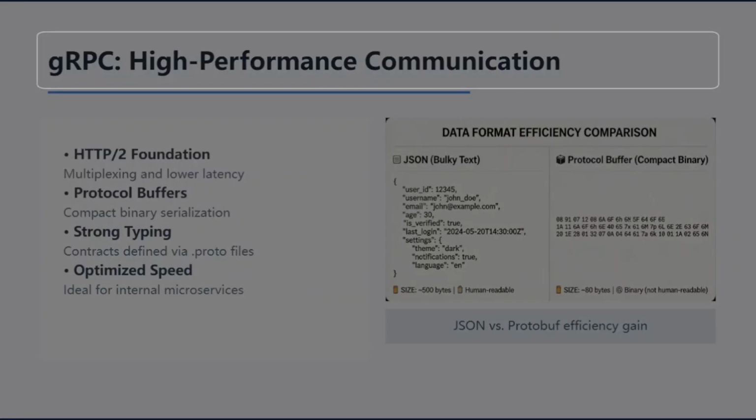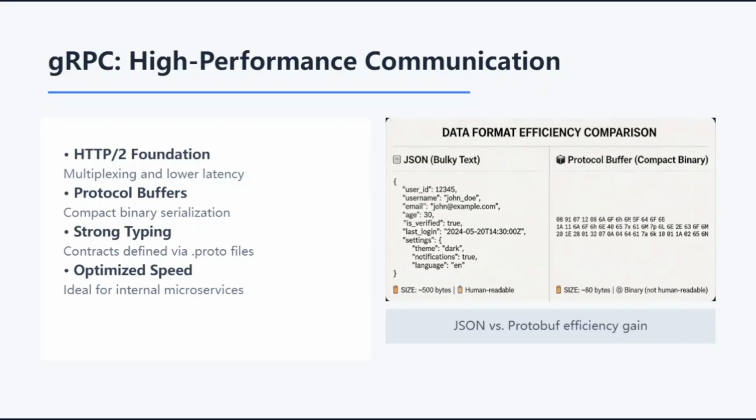Another major shift is how the data is formatted. Instead of using JSON, which is text-based and easy for us to read, but relatively heavy for machines, gRPC uses protocol buffers, or protobuf. It's a binary serialization format, which makes the messages much smaller and much faster to process. As you can see in this comparison, the efficiency gain is significant.